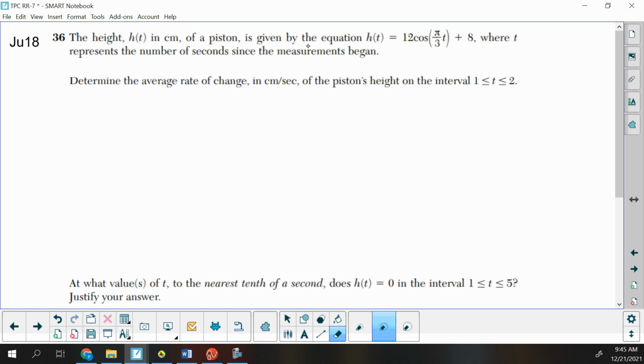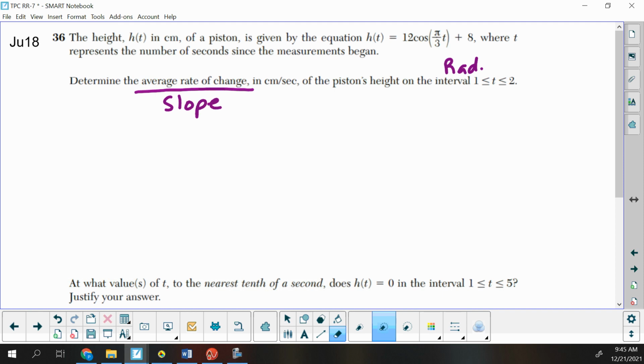So notice we've got a trig equation here. On the regents, we want to be in radian mode anytime we're working with a trig graph like that. So when we get to the calculator in a second, we'll show you how to make sure you're in radian mode. But the first part of this question wants average rate of change. When we see average rate of change, we want to think slope.